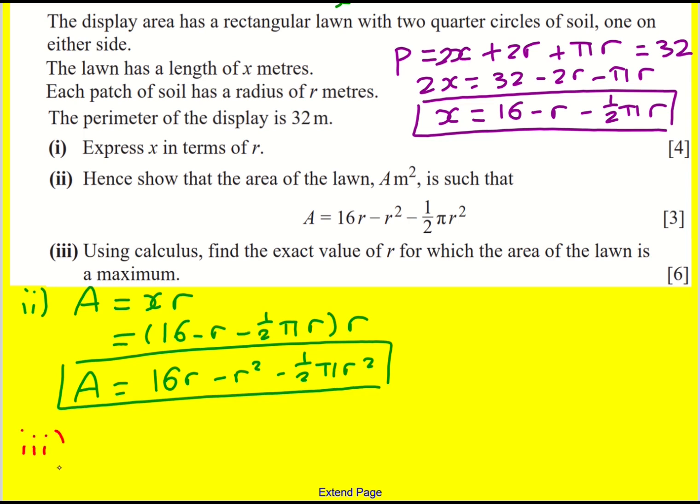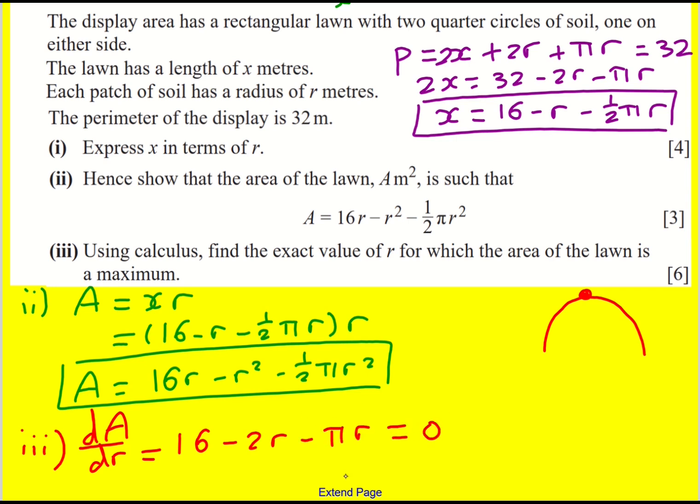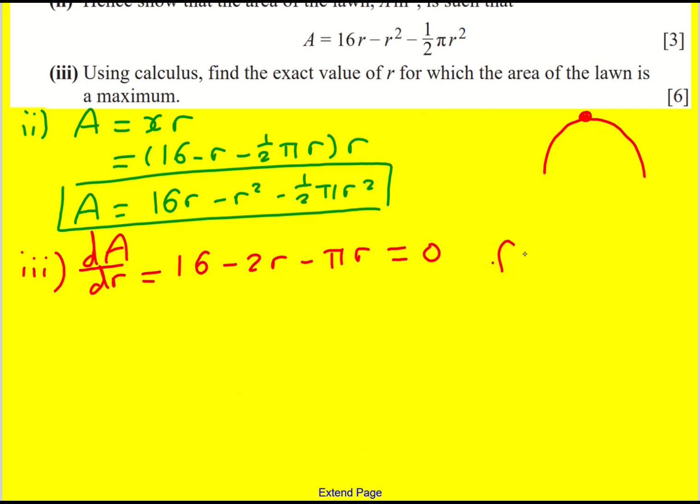Then using calculus, find the exact value of r for which the area of the lawn is a maximum. So for this, at the moment, we've got a quadratic. I'm not sure exactly what it's going to look like. It's probably something like this because it's a negative quadratic, but it's going to hit a maximum here where there's a stationary point. The gradient's going to be momentarily 0. So let's differentiate and find dA by dr. 16 minus 2r minus pi r is going to equal 0 for a stationary point.